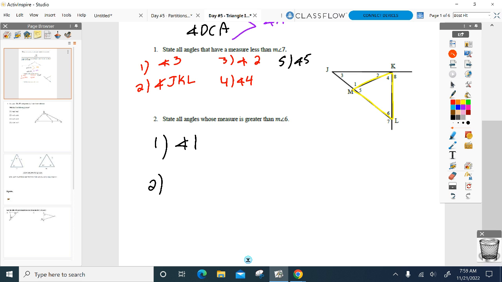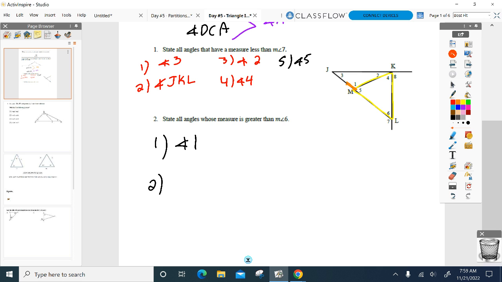Everyone agrees? And if you take a look, angle 1 is exterior to that triangle, isn't it? I know it's not on this outside, but it's on the outside of this triangle. So if angle 1's exterior, 6 would be remote interior. Exterior, always bigger than a remote interior. I like it. Great job.